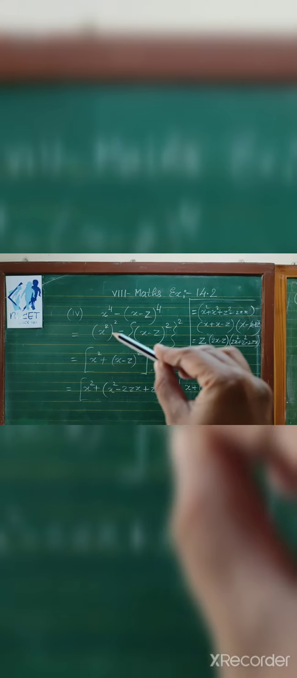So fourth question, x to the power 4 minus x minus z to the power 4. We can write it in the square form. Square square, 2 2s are 4, square square. So a square minus b square. So a square is x square, and b square is x minus z whole square. So x square plus x minus z whole square, and x square minus x minus z whole square.